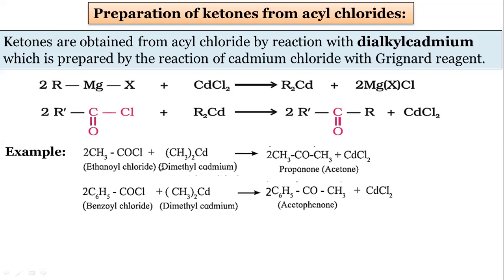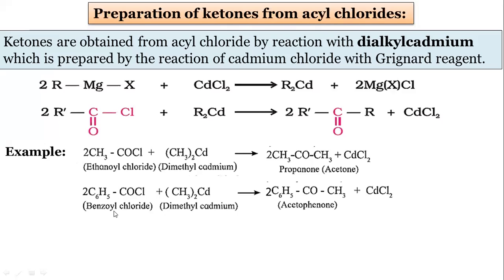See how it is prepared. Two molecules of this CH3 from the acyl chloride, and the two methyl groups from the dialkyl cadmium, will combine and we get the byproduct CdCl2. So this is one of the methods. By this method we can prepare ketones by using acyl chlorides. Practice at your home. You can take different examples here. You can use different chlorides and prepare different ketones.